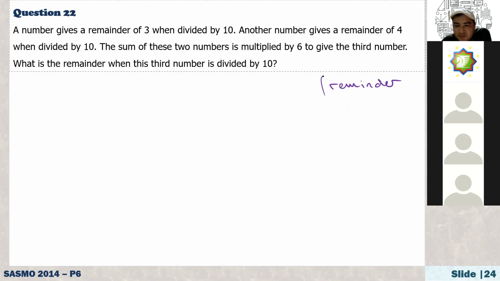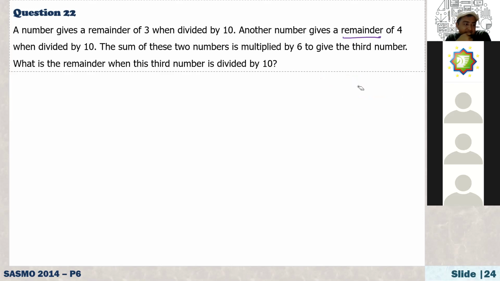You know the word remainder. Another word like this is reminder. Reminder means actually to remind something, right? But this is a remainder. Remainder, remain, remind. Okay. A remainder of 4 when divided by 10.